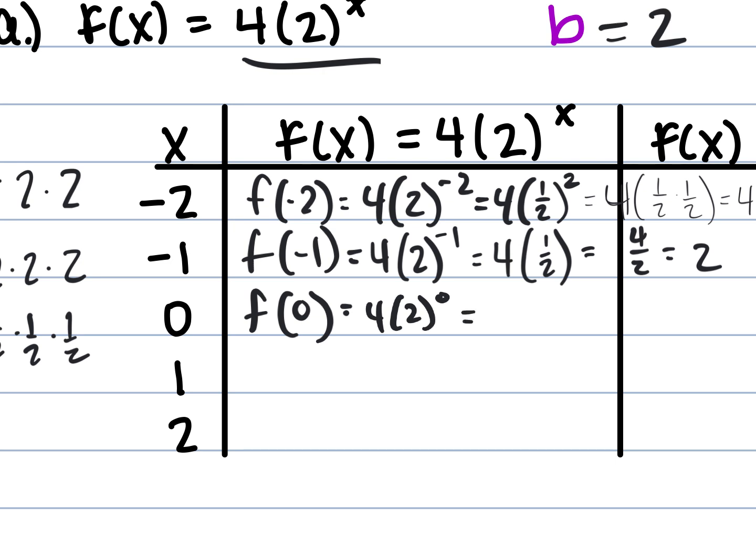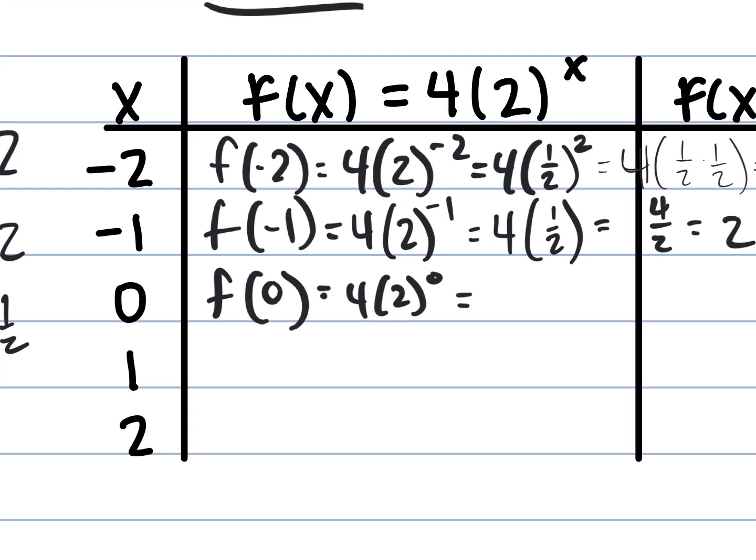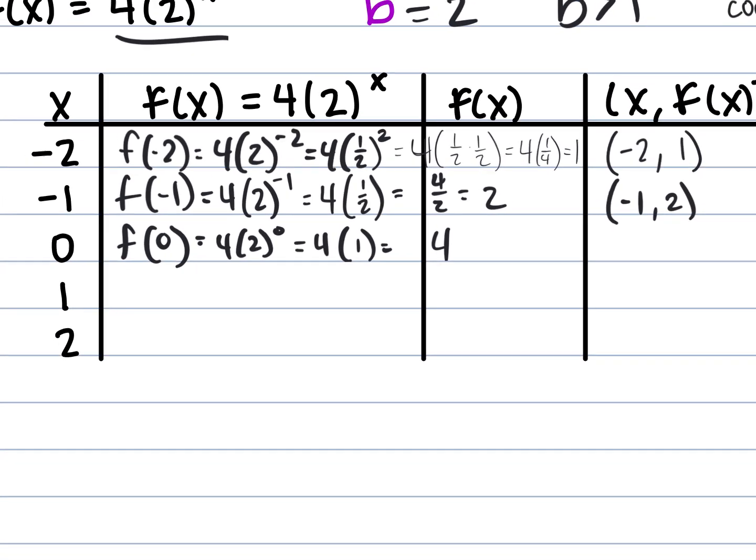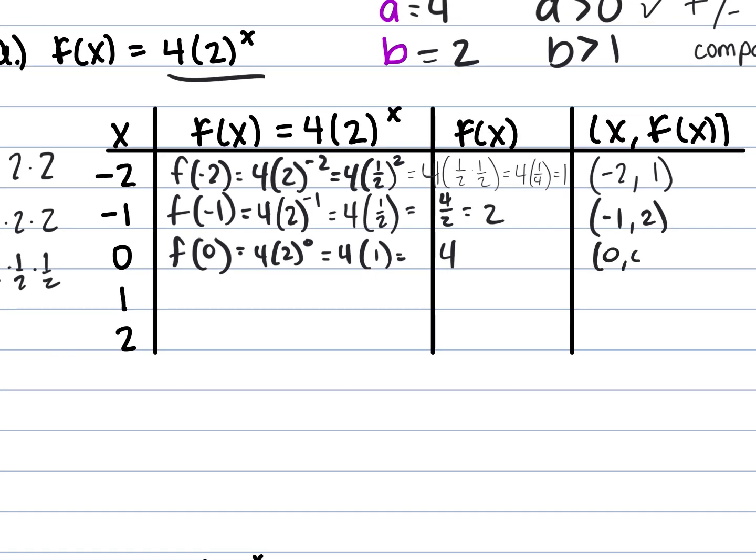AJ, what's anything to the 0 power? So this whole thing becomes 1? Good, just the 2 to the 0. So it's 4 times 1. What's 4 times 1, guys? 4. So my next point is what? 0, 4.